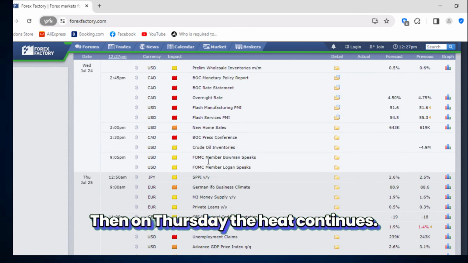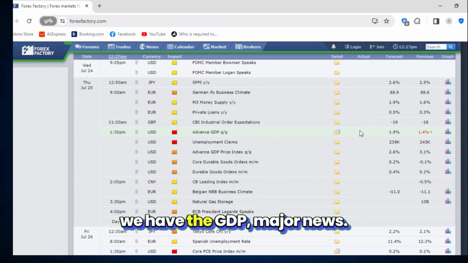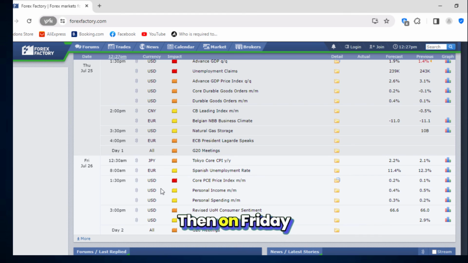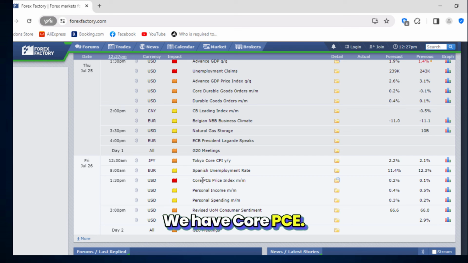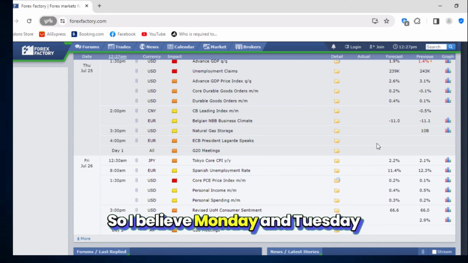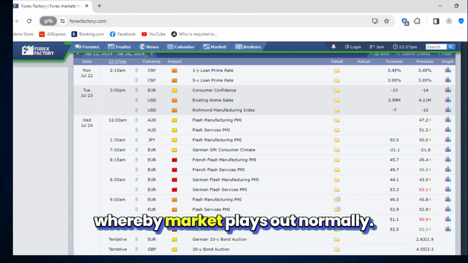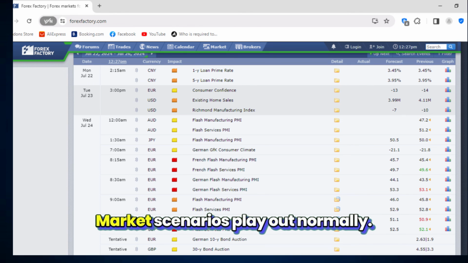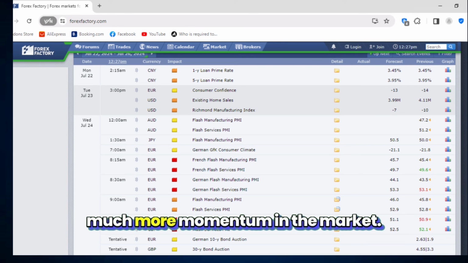Then on Thursday, the heat continues. In the afternoon, we have the GDP, major news. Then on Friday, around 1:30 GMT, we have core PCE. So those are some of the key news for the week. So I believe Monday and Tuesday may just be normal days whereby market scenarios play out normally. Then from Wednesday, we can see much more momentum in the market.